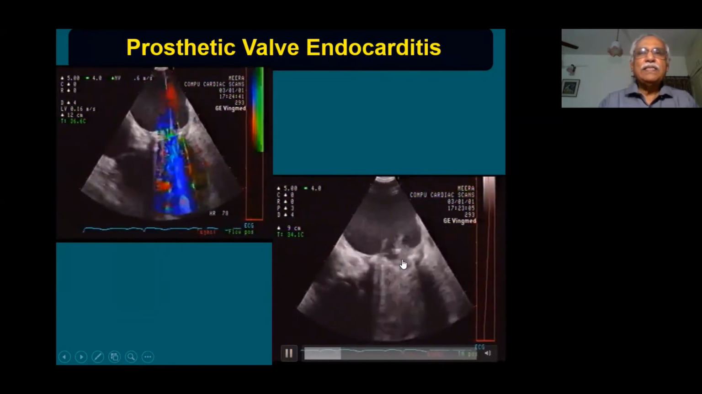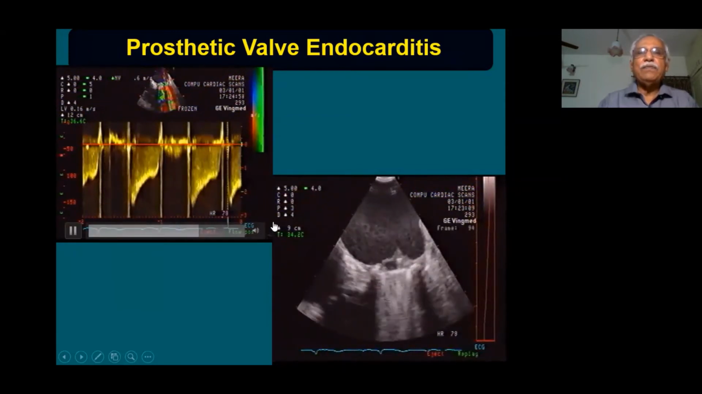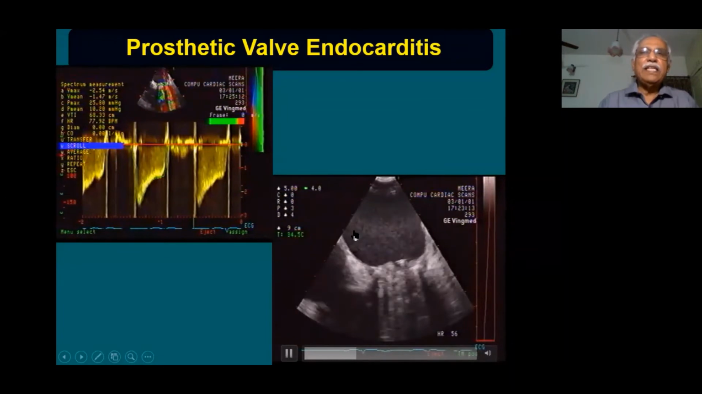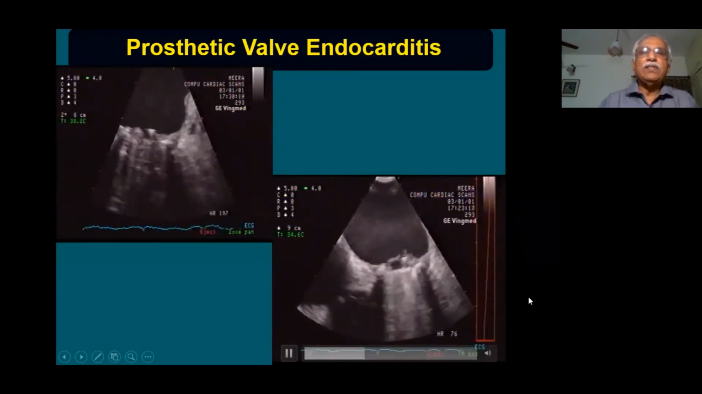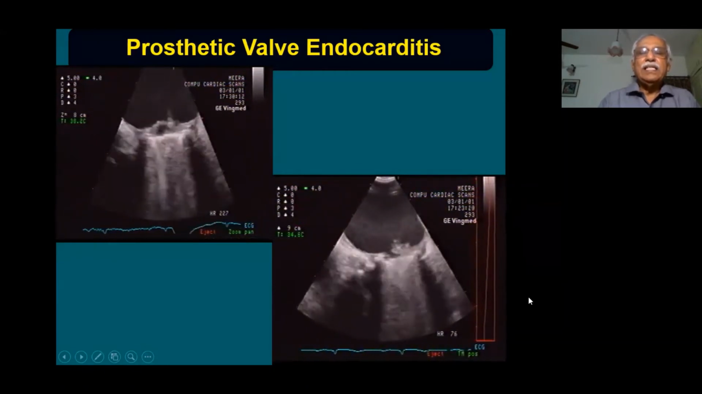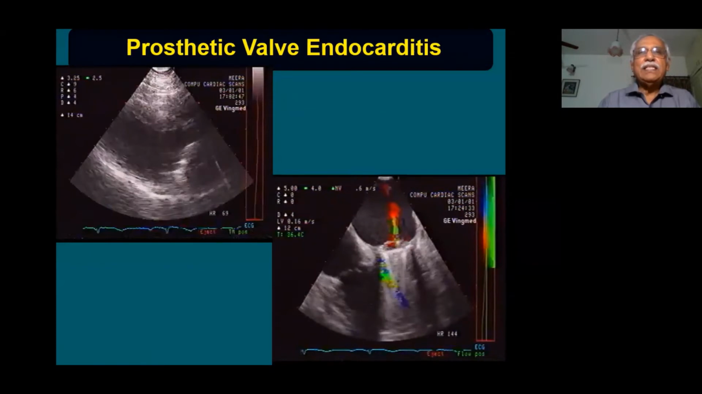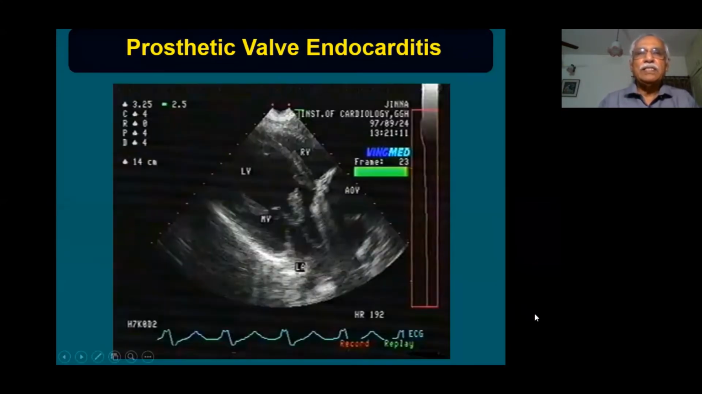These are the masses present over the valve. The only thing is this has to be differentiated from thrombus. This patient was having fever, etc., so the mass has to be diagnosed as infective endocarditis of the prosthetic valve. If the patient otherwise has no fever, and the INR is diminished, below normal, then you have to think in terms of thrombus occurring over the prosthetic valves.